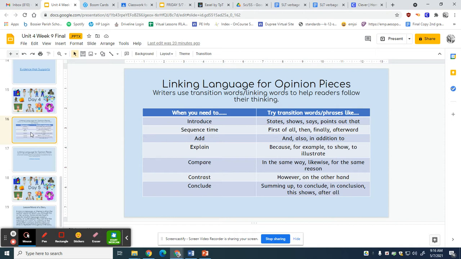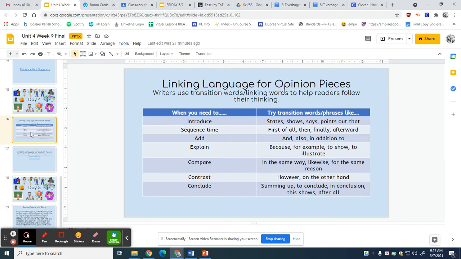When you need to sequence time, you can try using words or phrases like first of all, then, finally, or afterward. When you need to add to something you're writing, you can use the words and, also, or in addition to. When you need to explain something, you could try using the words because, for example, to show or to illustrate. When you need to compare some things, you could say in the same way, likewise, for the same reason.